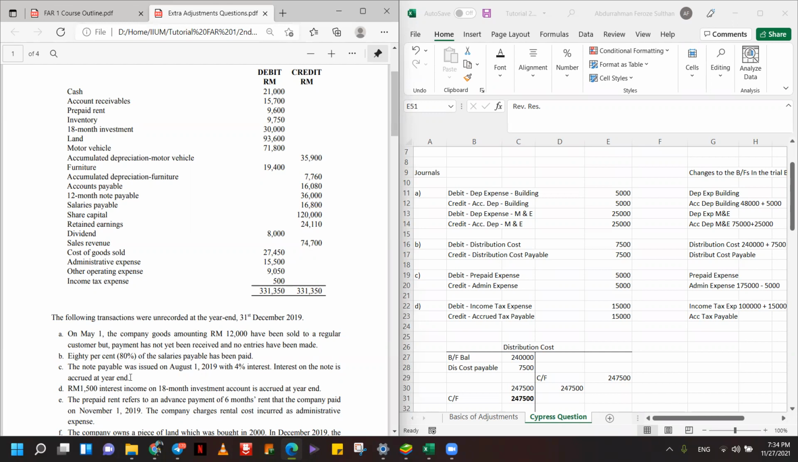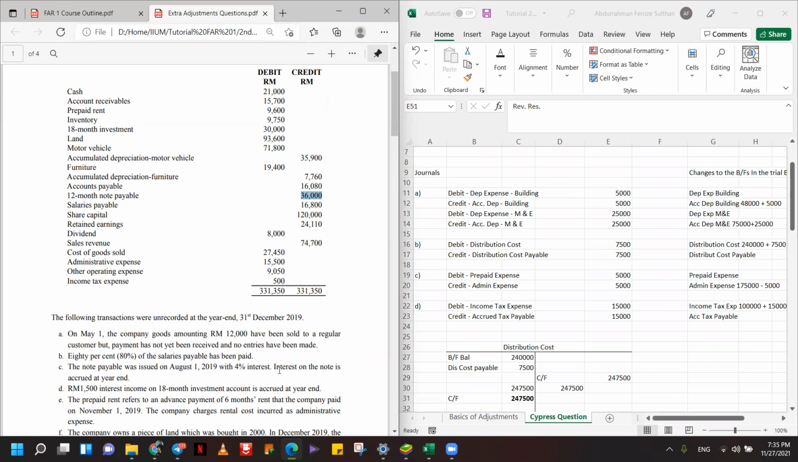No. First of all, you need to find out what is the interest, and how much is accrued and how much is not, right? So here the note payable is at 4% interest. First of all you take 36,000, 36,000 times 4%. What is 4% of 36,000? It is 1,440.